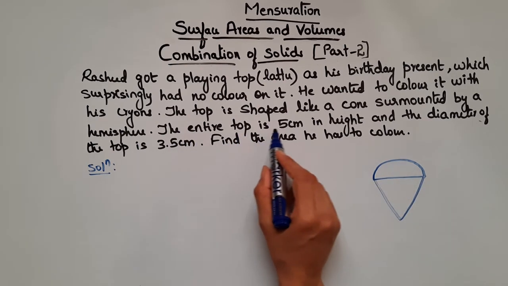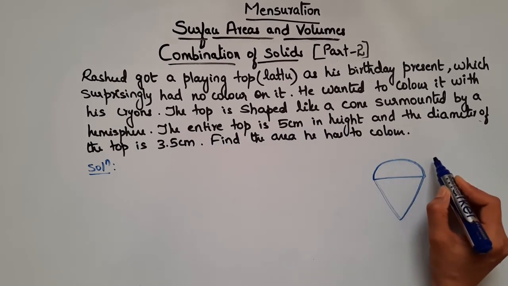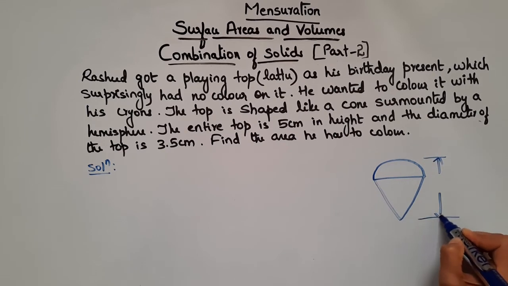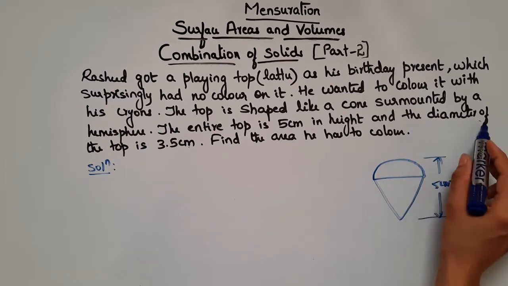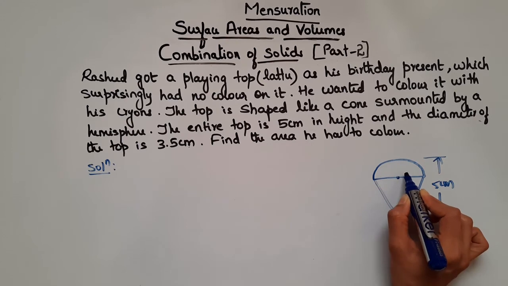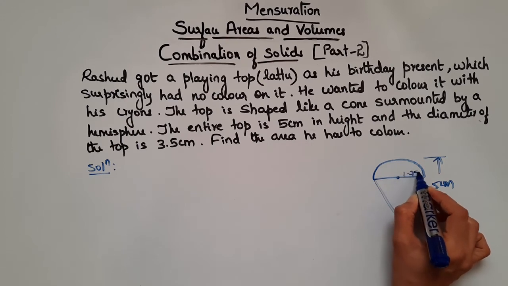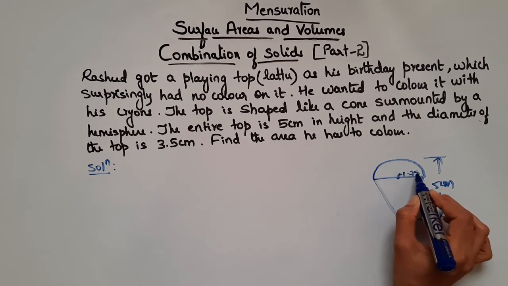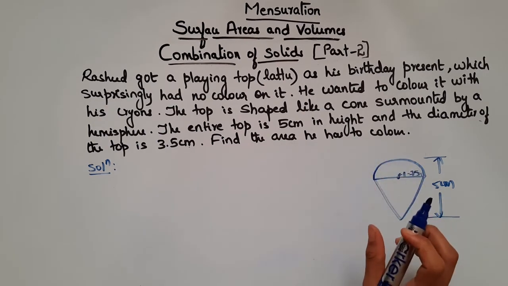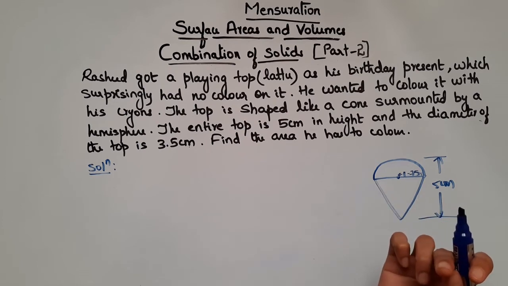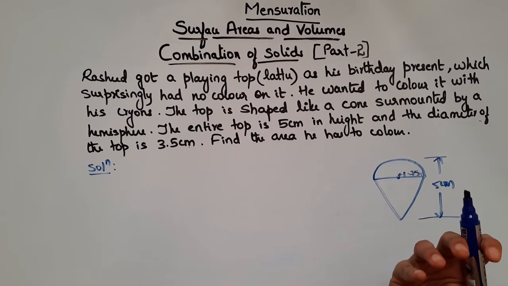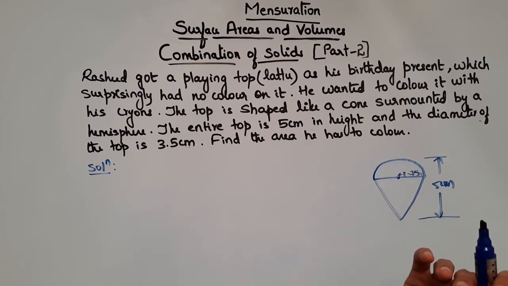The entire top is 5 cm in height. So the entire length of this top is 5 cm, that is from here to here. And the diameter of the top is 3.5 cm, which means the radius of this top is 1.75. Find the area he has to color. So we have to find the area where he has to color that top. So you have to imagine that top in 3D form. So we are painting the surface of the top, right?